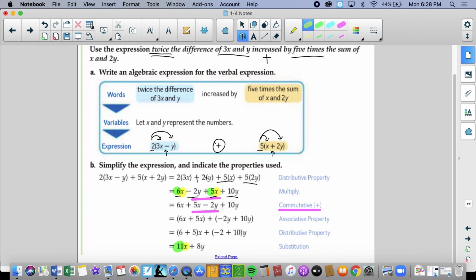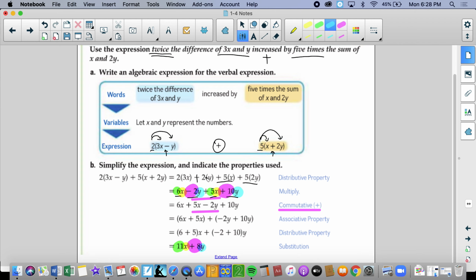11x. And then we have like terms with y's. So you have a negative 2y and a positive 10y. So we look at their coefficients. Negative 2, positive 10 gives me positive 8y. And we use the associative because we shifted the parentheses, and then we do the distributive property.